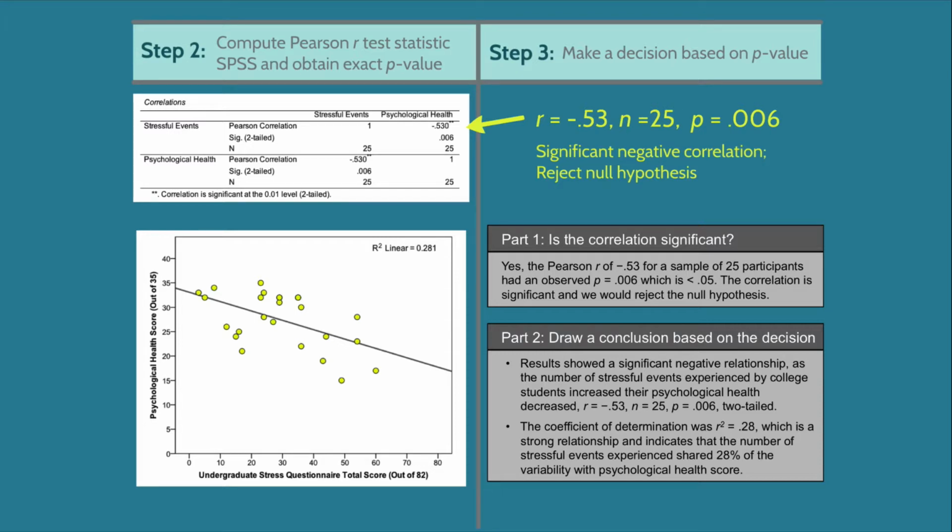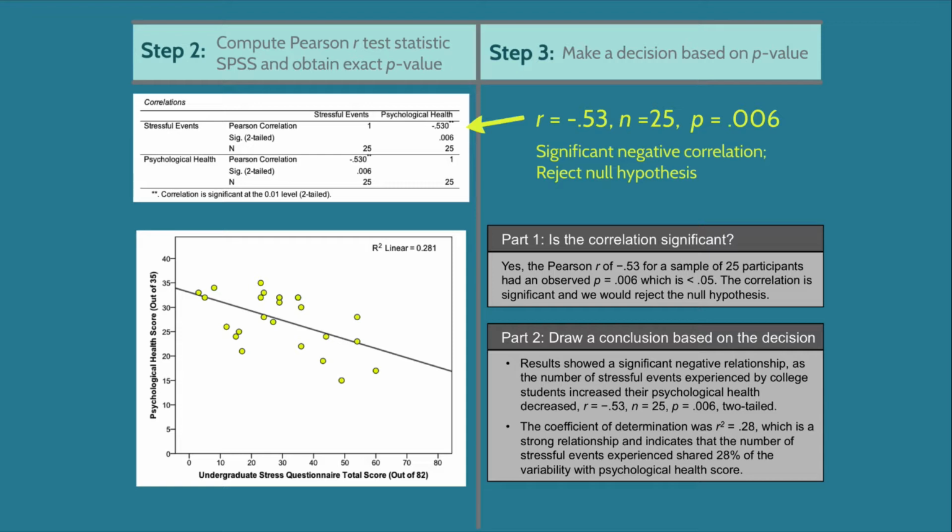So part 2 then is to make an interpretation or draw a conclusion based on this decision. We would say that the results showed a significant negative relationship, such that as the number of stressful events experienced by college students increased, their psychological health decreased. We would then report that as r equals negative 0.53, N equals 25, p equals 0.006, two-tailed.